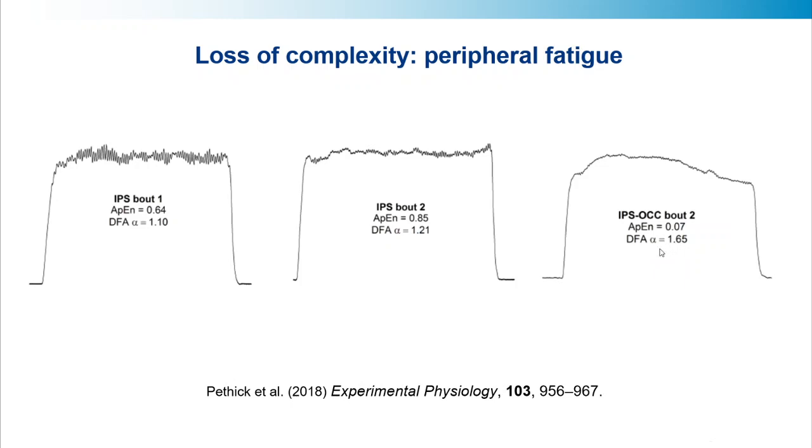So this shows peripheral fatigue appears to be a major player in the loss of torque complexity. And you'd expect that, given that this only seems to occur above the critical torque, which is where peripheral fatigue really starts to kick in. But we thought maybe there's something else going on here. Maybe that's not the whole story.